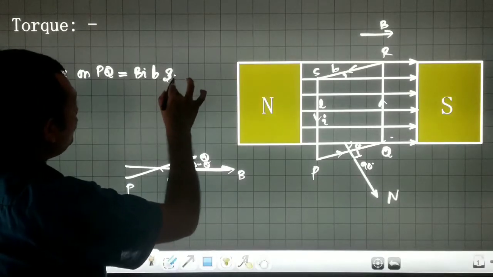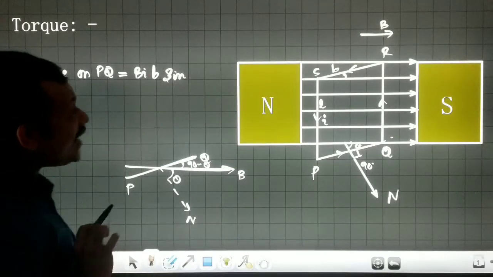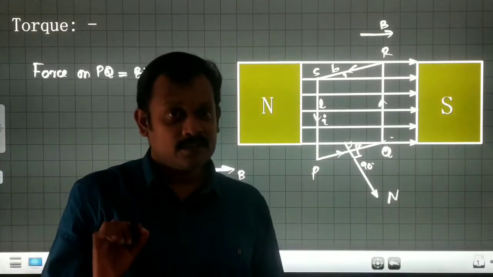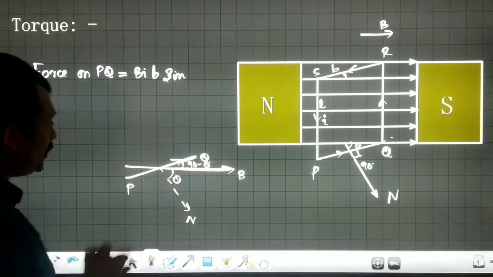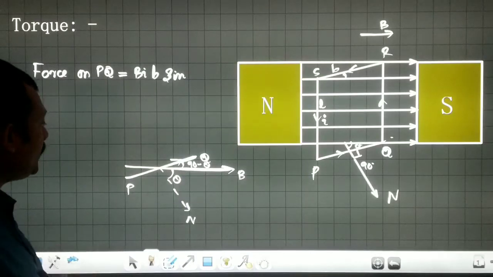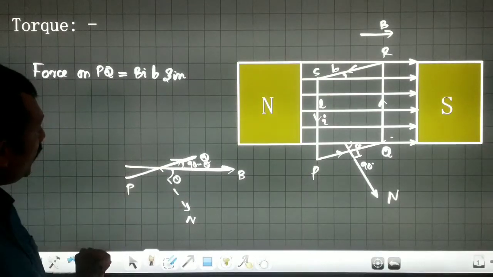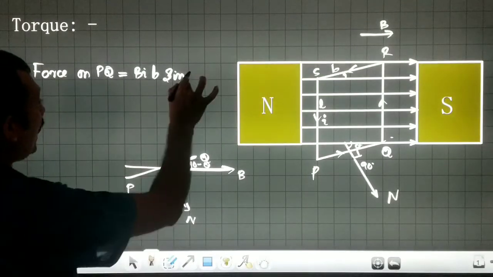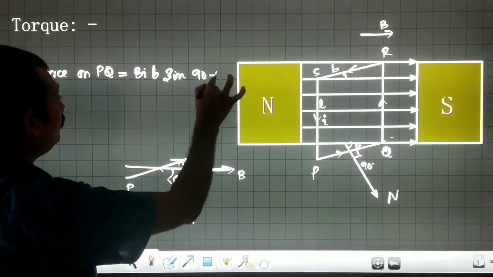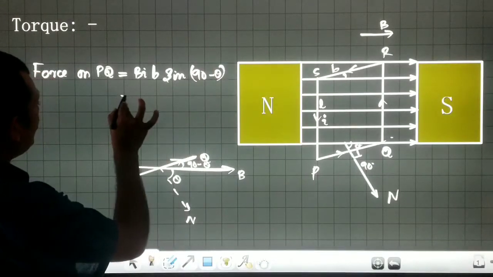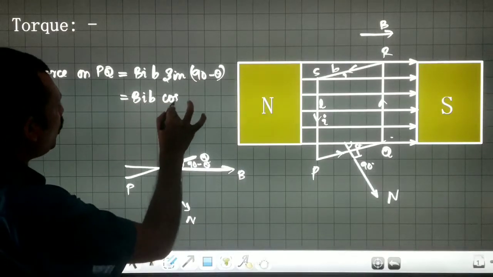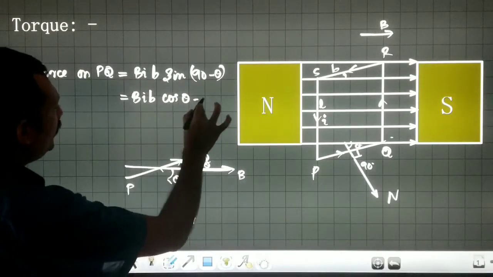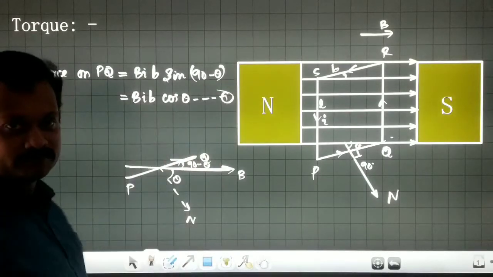So the force is BIB times the sine of the angle between the current element and the magnetic field. This is the current element, this is the direction of current, and the angle between them is 90 minus theta. So this is BIB cos theta.